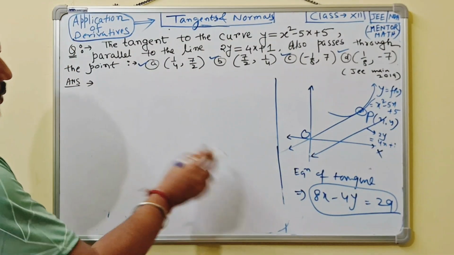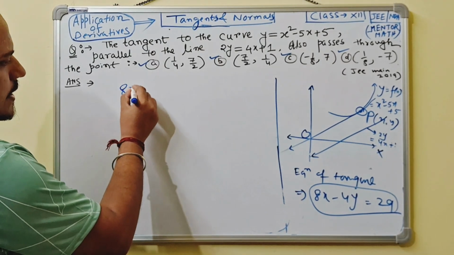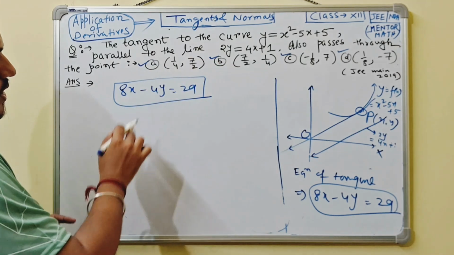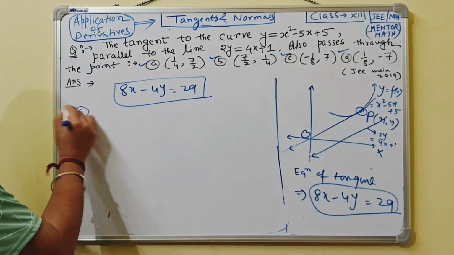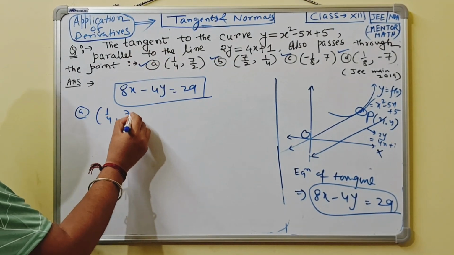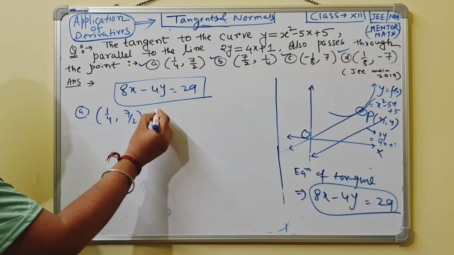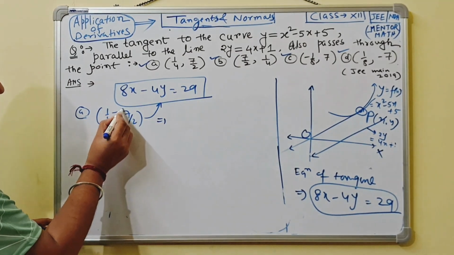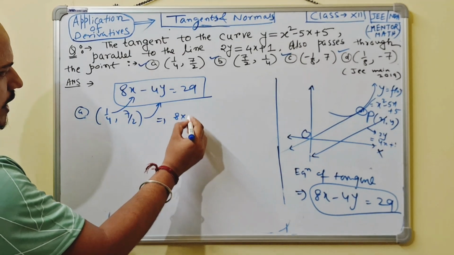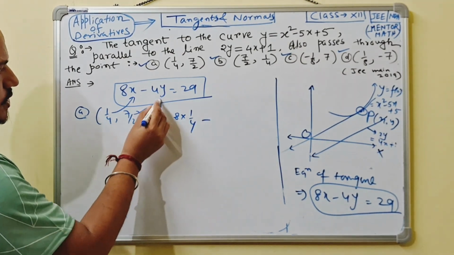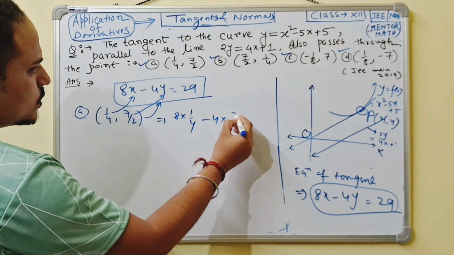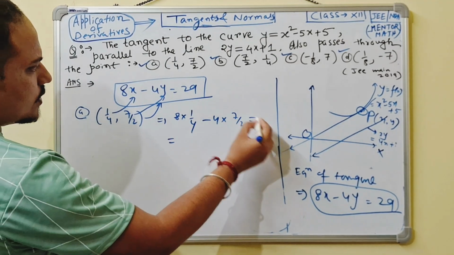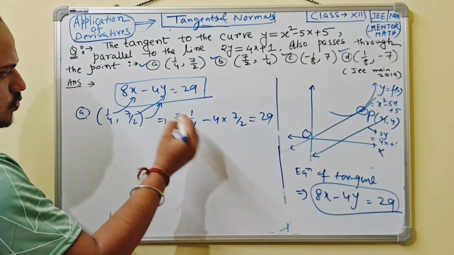Now you got the equation of tangent, that is 8x minus 4y is equal to 29. So look at these 4 options. First option, option A: (1 by 4, 7 by 2). Whether this point passes through that line, yes or no, you have to check. That means you have to substitute x by 1 by 4, so 8 into 1 by 4, and y by 7 by 2, 4 into 7 by 2, which should equal the right hand side, 29. So it is true or false, you have to check.